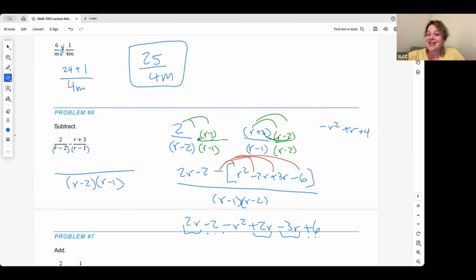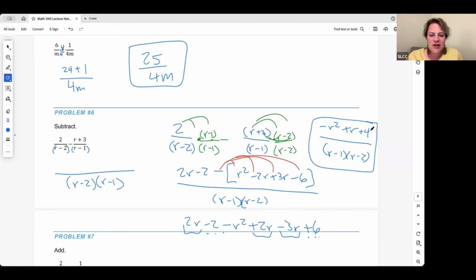Now, let's see if there's anything we can factor out from this trinomial. If there were any combinations of 4 that could add or subtract to give you 1, then maybe we could keep factoring this trinomial, but there aren't. The factors of 4 are 4 times 1 and 2 times 2, and there's no way to combine that to get to 1. So I'm done. And the answer to problem number 6 is negative r squared plus r plus 4 divided by r minus 1 times r minus 2. Make sure the denominator is part of your answer.